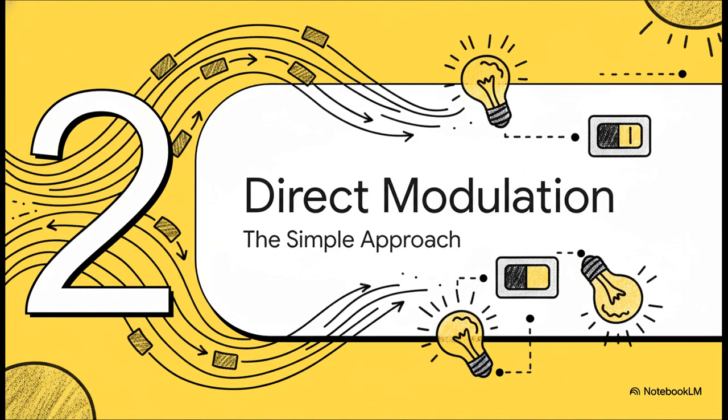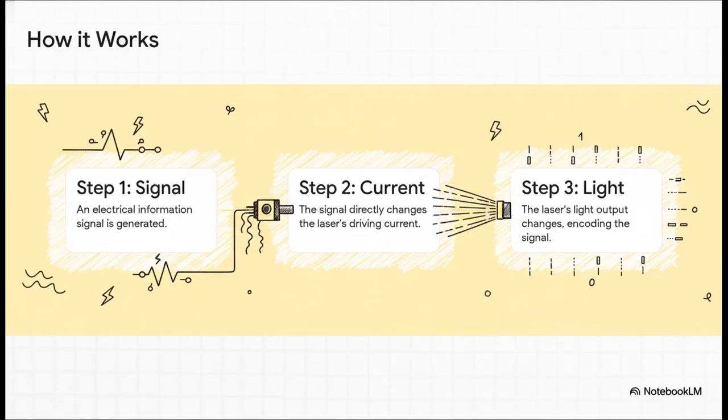All right, so there are two main ways we can actually do this. We're going to start with the first one, which is the most straightforward approach. It's called direct modulation. And the logic here is pretty direct, just like the name suggests. You take your electrical signal, that's your data, right? And you use it to directly power the laser itself. So if there's more current, the laser is on. That's a 1. If there's no current, the laser is off. That's a 0. It's a really simple, elegant cause and effect system.